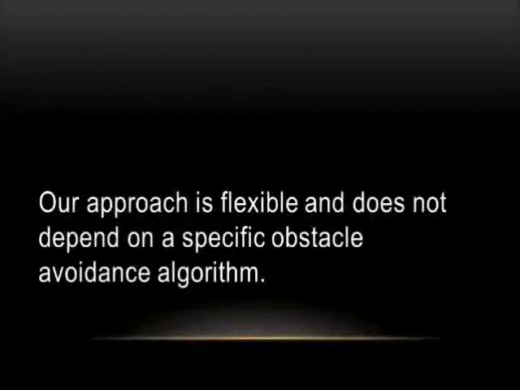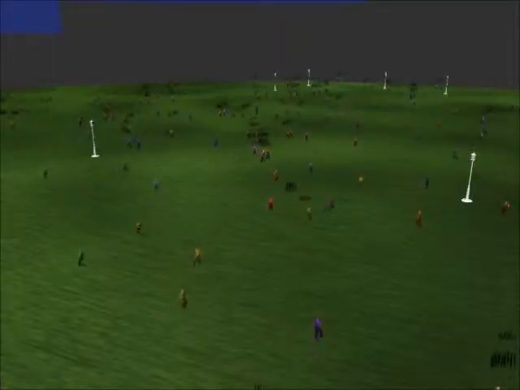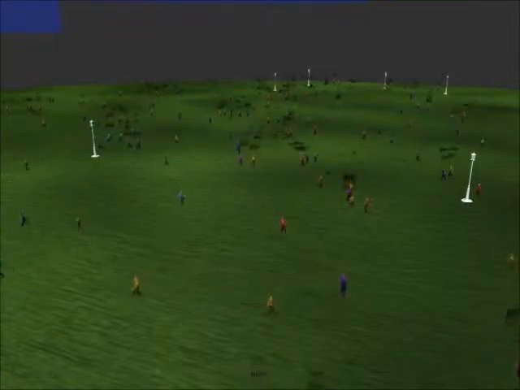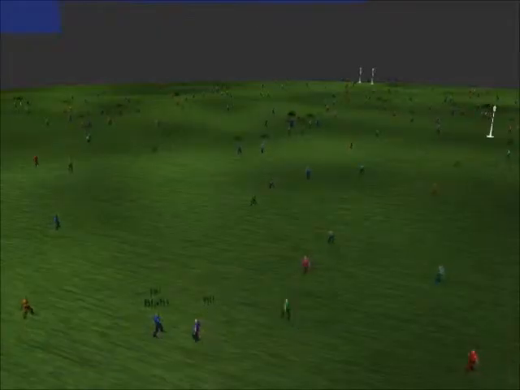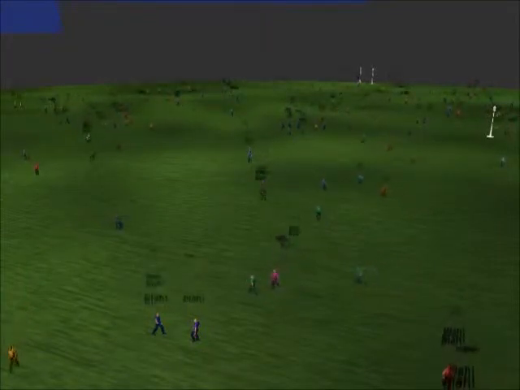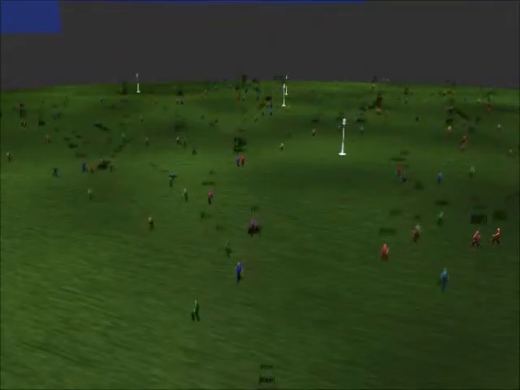Our approach is flexible since it allows for almost any obstacle avoidance algorithm while still producing realistic effects, like agents stopping to talk and pair walking. The following shot shows our algorithm running on top of three different obstacle avoidance algorithms. First, we show results from reciprocal velocity obstacles. Next, we show results from social forces. Last, we show results from an anticipation algorithm.